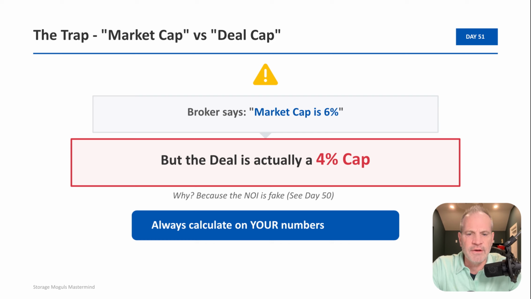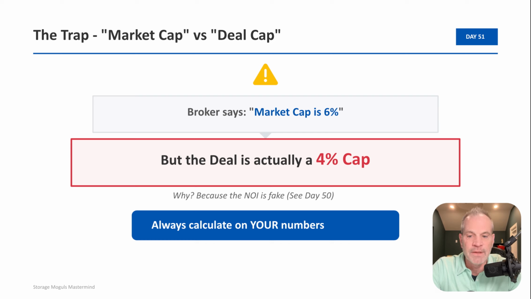This discrepancy often happens because the NOI presented by the seller or broker is inflated. So remember day 50, when we discussed how to spot a fake NOI? You will always need to calculate the cap rate based on your own conservative projections and due diligence. Don't just accept the numbers given to you.